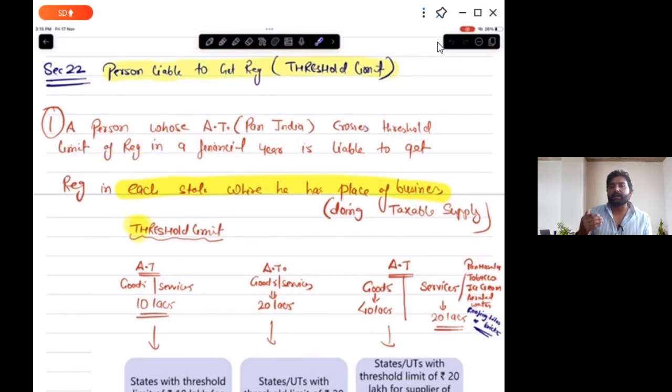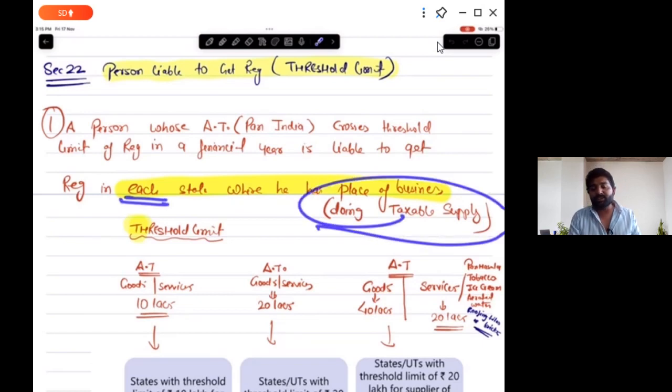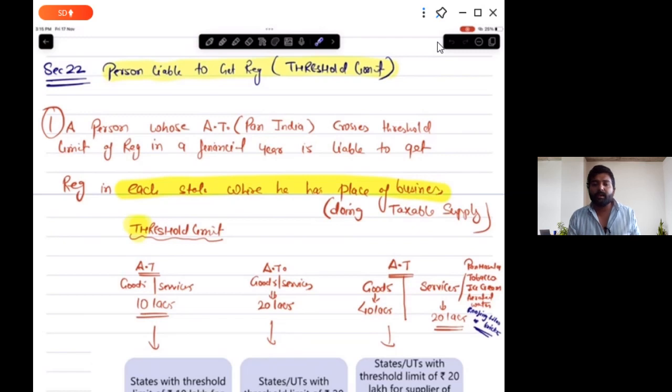So if the turnover of your entity is exceeding a limit, we will discuss what the exact threshold limit is, but there is a limit of turnover. If your aggregate turnover crosses that limit, then you are liable to get registered, and not only in that state, but in each and every state from where you are doing any taxable supply.